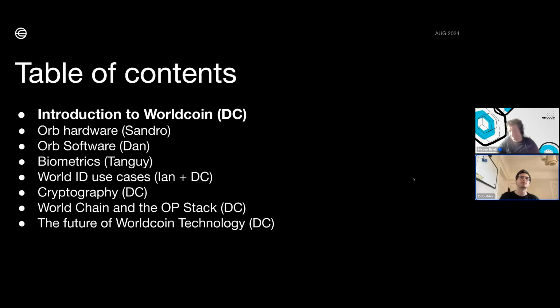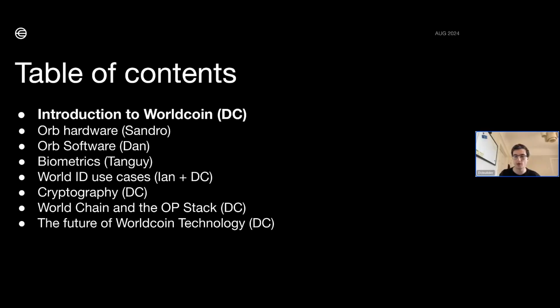An introduction to Worldcoin, right? This is a part of one of the 8 talks that we'll be giving over the next couple of weeks around different things within Worldcoin. Pretty much we're going to set the stage, right? What are the different topics we're going to be talking about? As Devin mentioned, we have hardware, orb hardware, the software for the orb, we have biometrics, World ID use cases, cryptography, World Chain, and the future of Worldcoin technology. In this presentation, I'll lay the groundwork for what these sorts of things mean and why it is important.